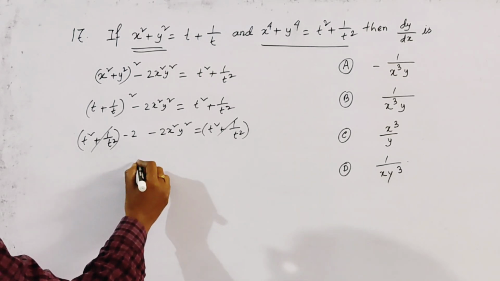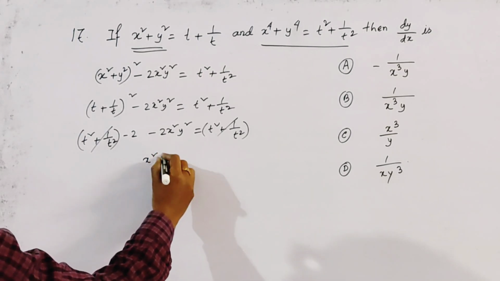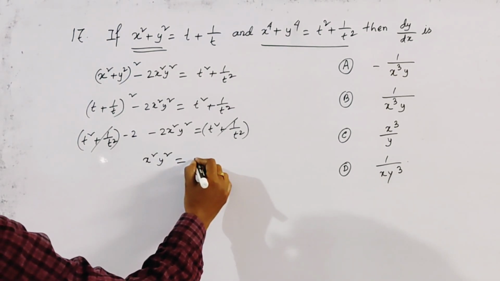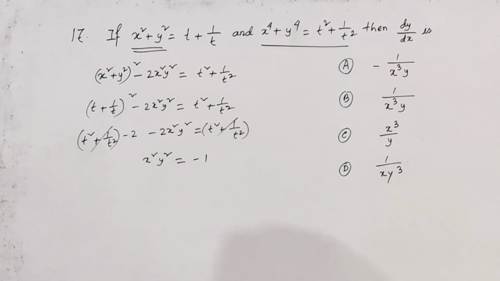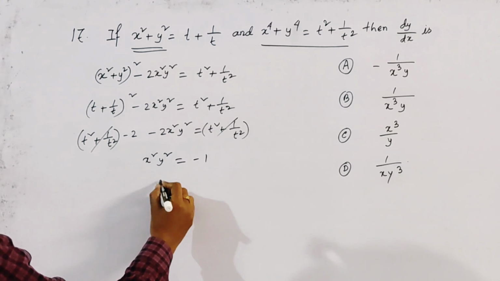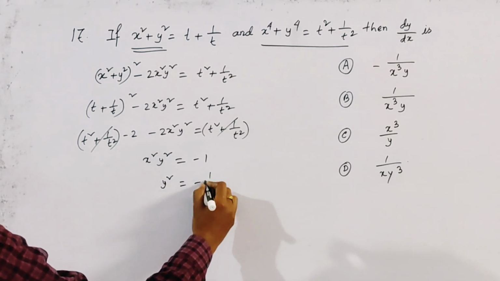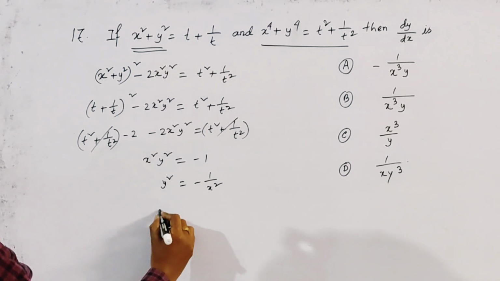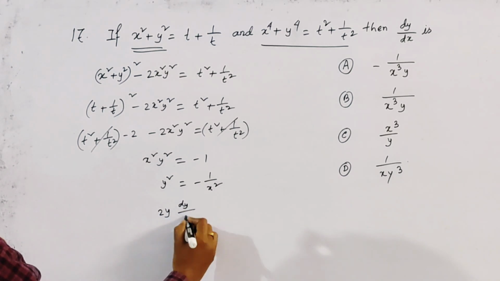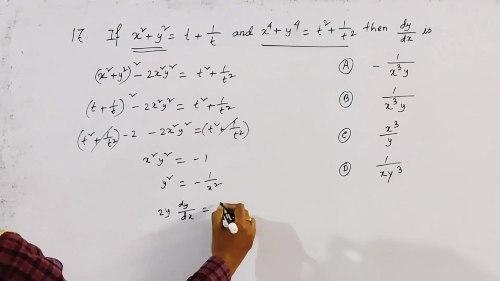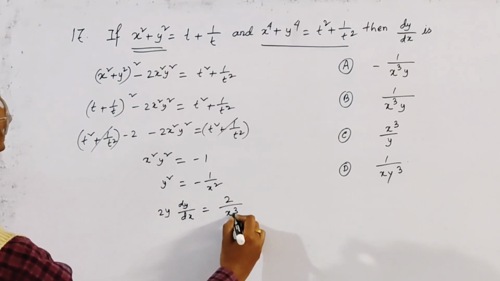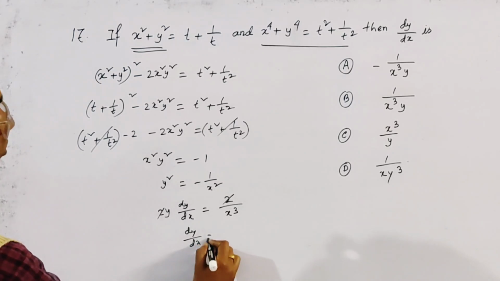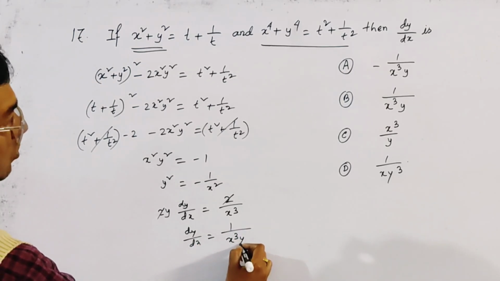And we write the result as x²y² = −1, right? Getting the result as y² = −1/x². So differentiating both sides, we get 2y dy/dx = 2/x³, and the 2 cancels out. This is dy/dx, which is given by 1/(x³y).